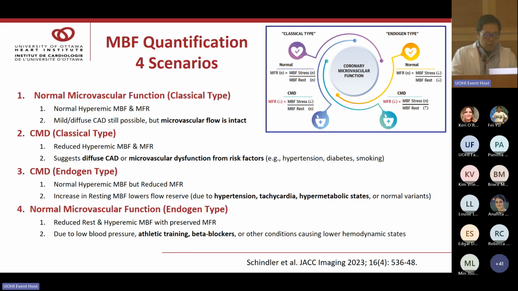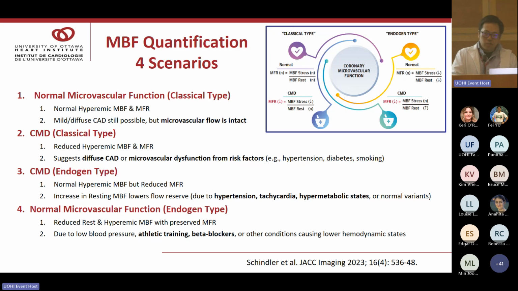Next, we quantify myocardial blood flow and look at the myocardial flow reserve. So we can find four main scenarios. Number one, normal stress flow and MFR, indicating intact microcirculation. Number two, both stress flow and flow reserve are reduced, suggesting diffuse CAD or classical coronary microvascular dysfunction. Number three, normal stress flow but reduced flow reserve, often because resting flow is unusually high.